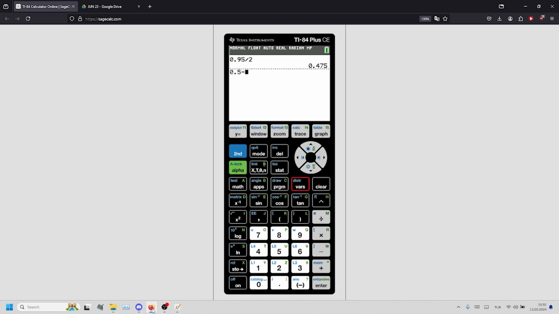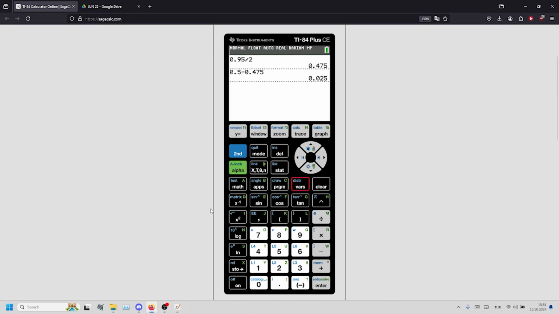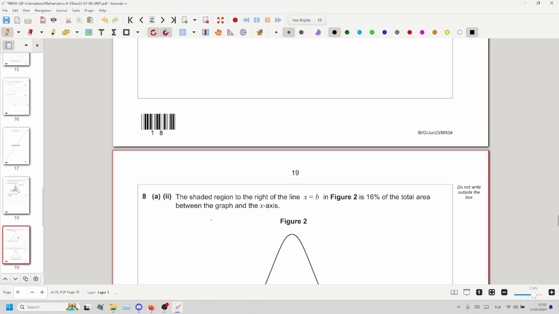0.5 minus this value, that would be 0.025. So this area would be 0.025, and then you would have to find the inverse norm of that. So let's go to distribution, and the inverse norm of 0.025. Of course, for the TI Inspire it would be left, and that would in fact give you the exact same value as here. Right, now let's continue with this question.